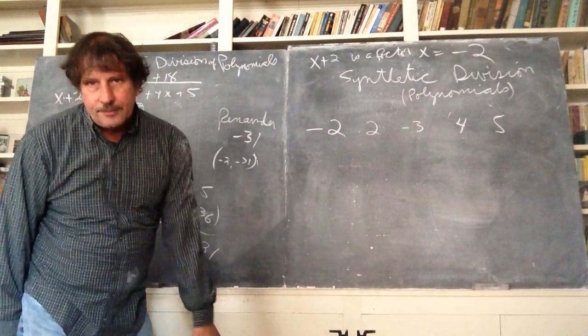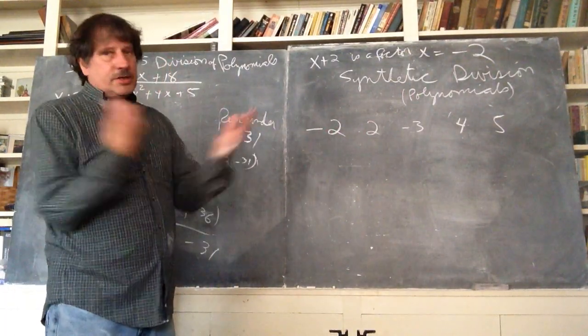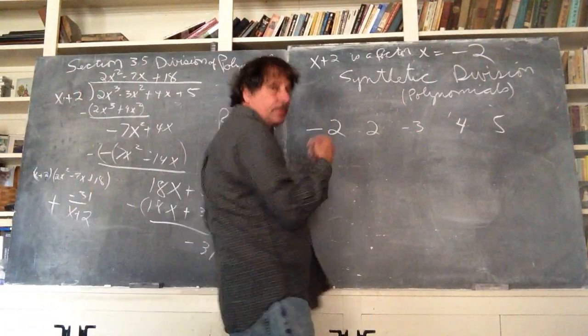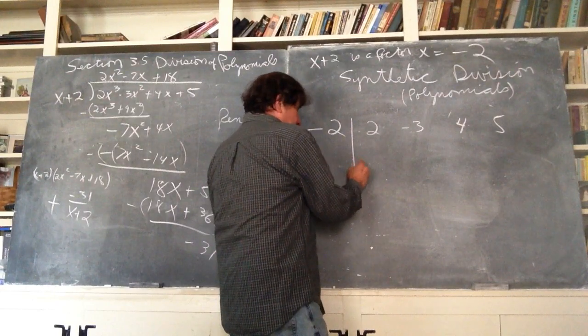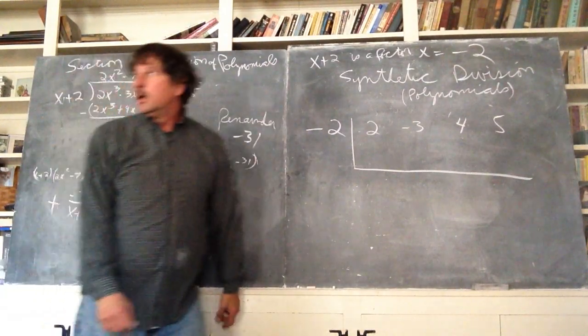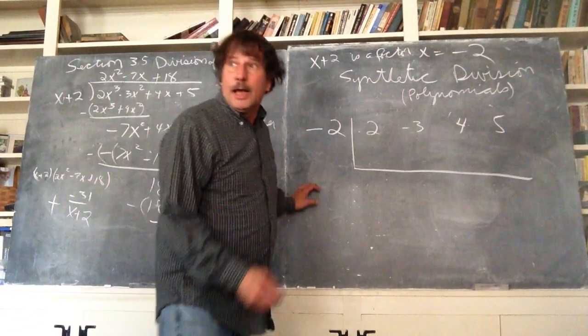There's no reason to write the x's, is my point. Synthetic division, this is how. This is bring down, multiply, add, bring down, multiply, add, bring down, multiply, add. That's what you're going to be saying to yourself all over again. This is a procedure. We do a little box like that. Bring down, multiply, add.